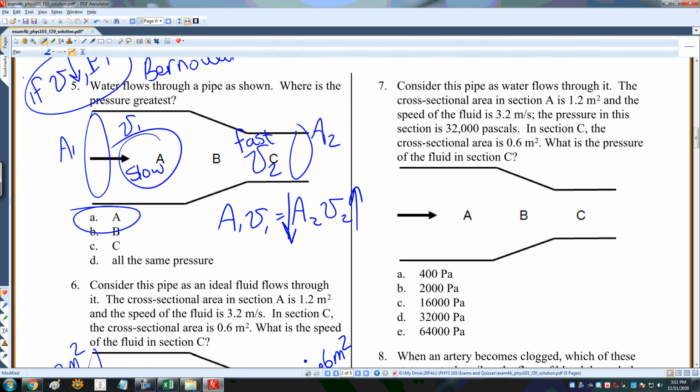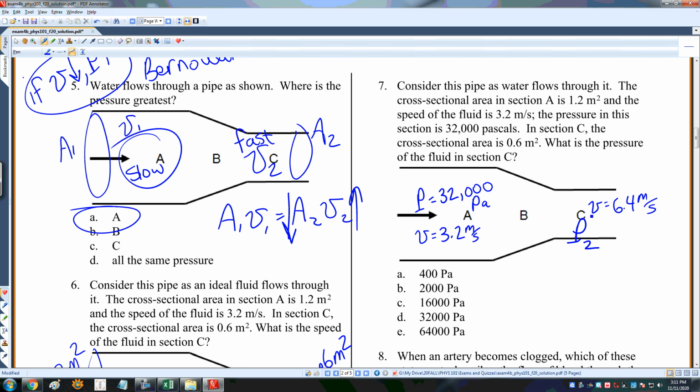Consider this pipe as water flows through it. The cross-sectional area is 1.2. Same as we had before, except now I'm giving you the pressure. The pressure here is 32,000 pascals. The velocity is 3.2 meters per second. And now you know that the velocity over here is twice that, or 6.4 meters per second. And I want to know what this pressure is.